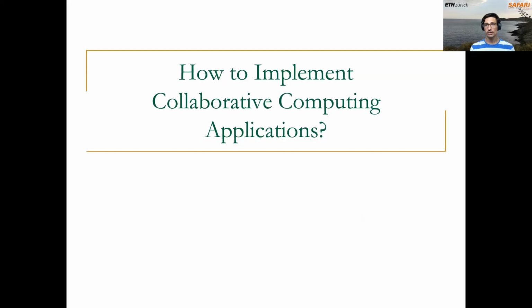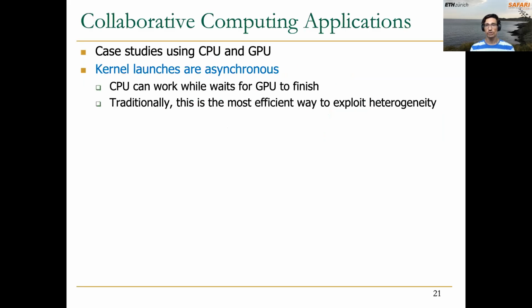So now we know the basics about the unified memory. We are going to continue showing some APIs that are necessary to implement collaborative computing applications, and that's what we are going to talk about in a little bit more detail. We will start simple, with possible collaborative or heterogeneous implementations using the traditional model, and then we will move to more sophisticated implementations using unified memory and these system-wide atomics that I already mentioned.